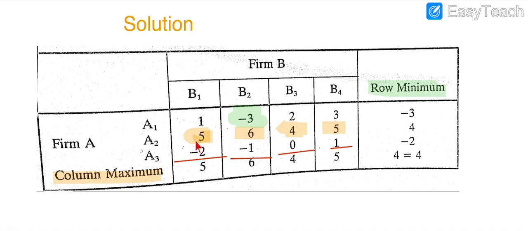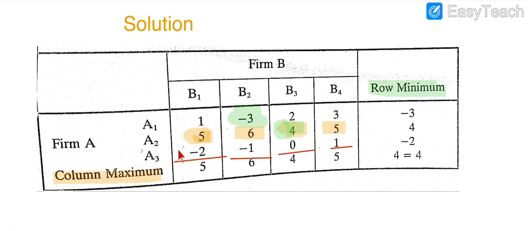From the second row, 5, 6, 4, 5. Which is the minimum value? 4. Yes, it is 4. 4 is the minimum value. From the third row, you can see minus 2, minus 1, 0 and 1. Which is the minimum value? Minus 2. Minus 2 is the minimum value. Yes. So how do you find the solution? This is the main thing you need to understand.